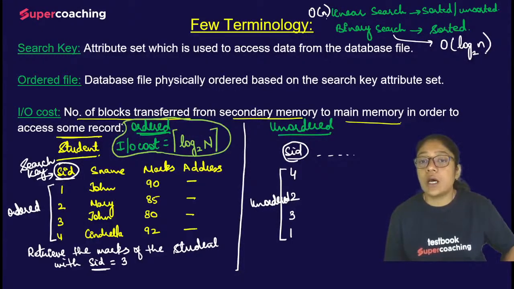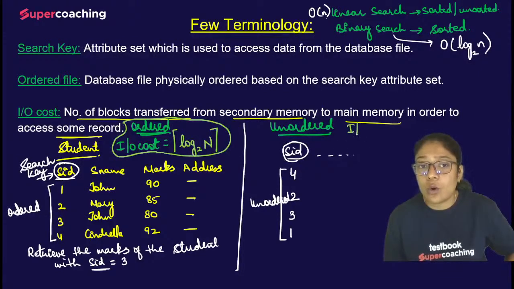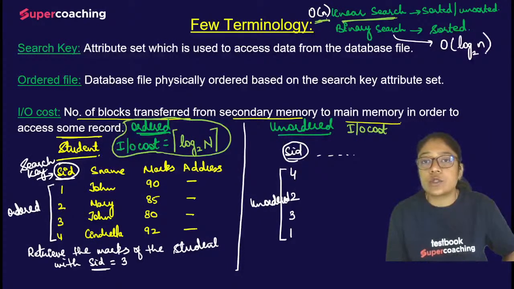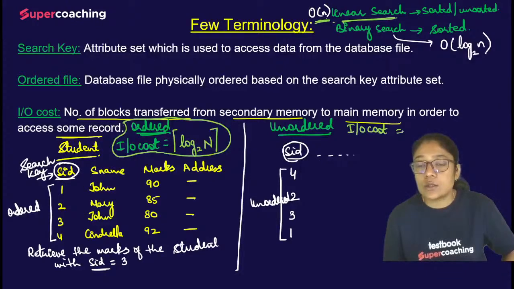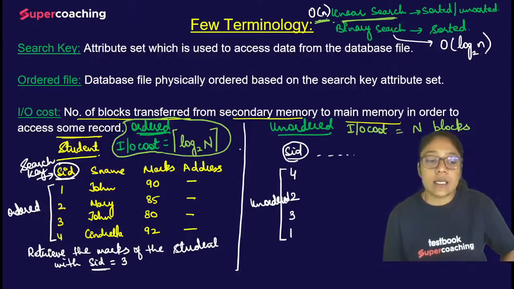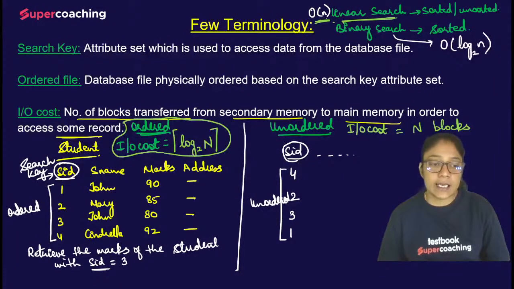Next one is for the unordered file. So here the IO cost, unordered means unsorted elements are there. So we have no choice apart from the linear search, and we know that the time complexity for the linear search is order of n. So this is going to take n blocks. The IO cost will be: we need to transfer n blocks from the secondary memory to the main memory, whereas in case of an ordered file, we need to transfer log n blocks from secondary memory to main memory. Make sense?